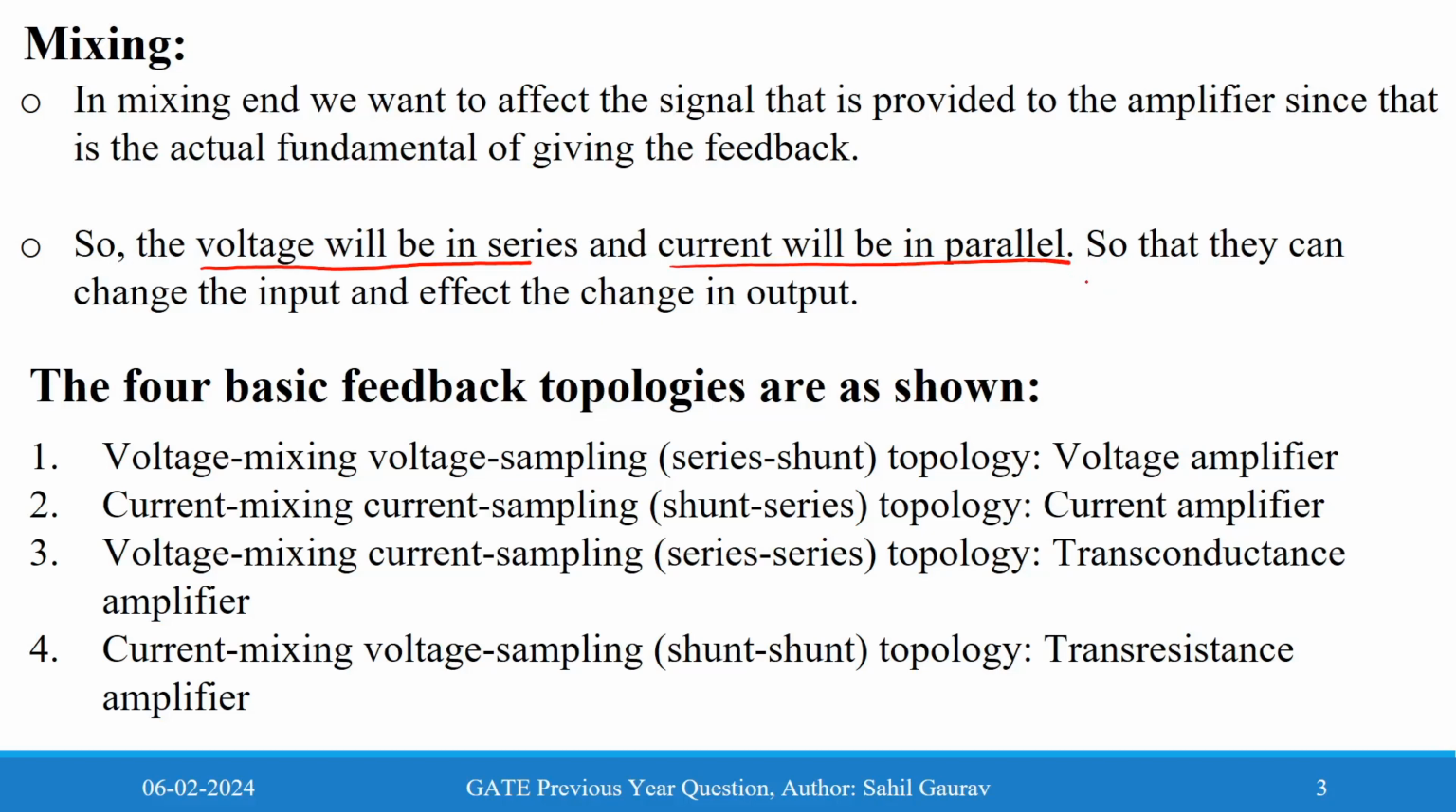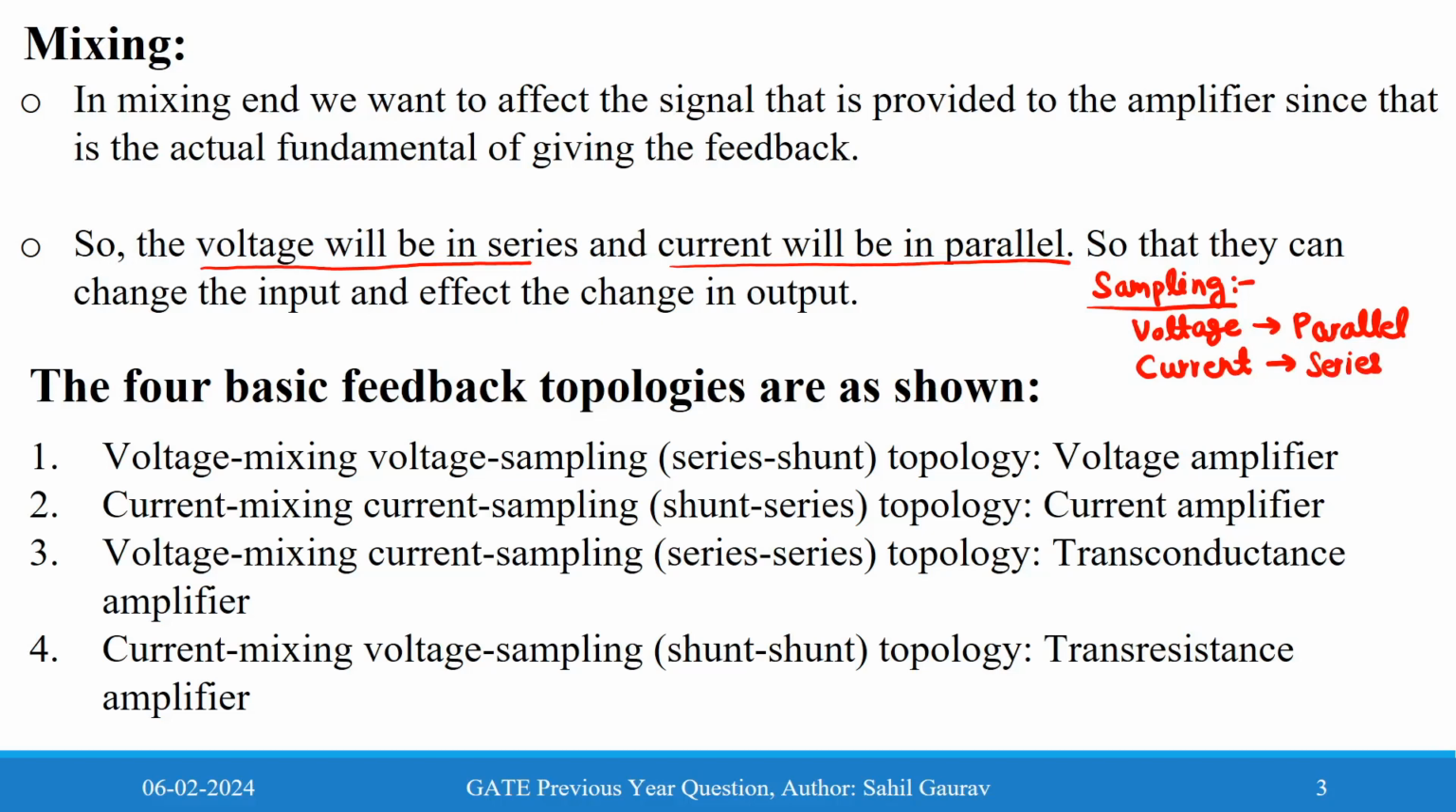So for sampling, we don't want to affect the signal. Therefore, for sampling, voltage should be in parallel while current should be in series, because we are taking a sample but we don't want to affect the signal.